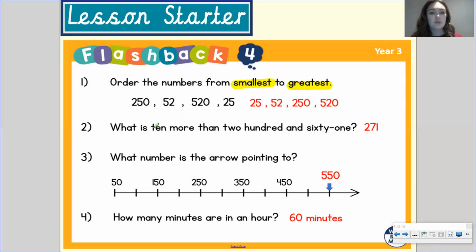Okay, question number 2 says, what is 10 more than 261? So you needed to do 261, add 10, which gives you 271. Give yourself a tick if you got that correct.